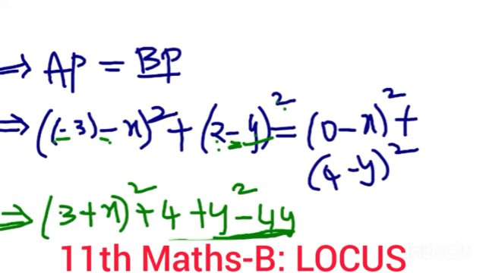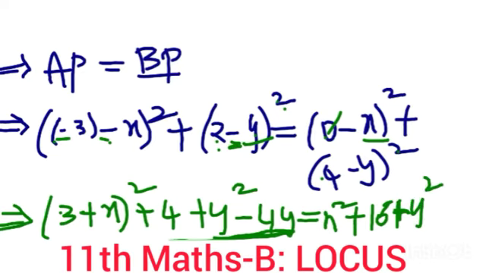Next, 0 square. Anything multiplied with 0 is 0, so we are not counting it. We take only x square plus 4 square, which is 16, plus y square minus 2 times 4 times y, that is 8y. So what we got is (3 + x) whole square plus 4 plus y square minus 4y is equal to x square plus 16 plus y square minus 8y.